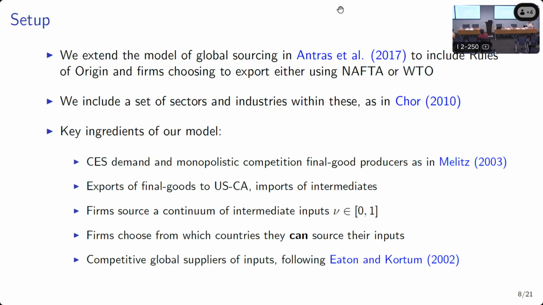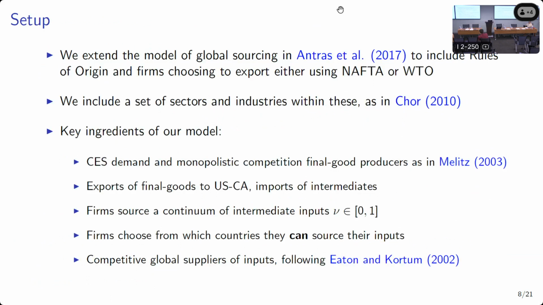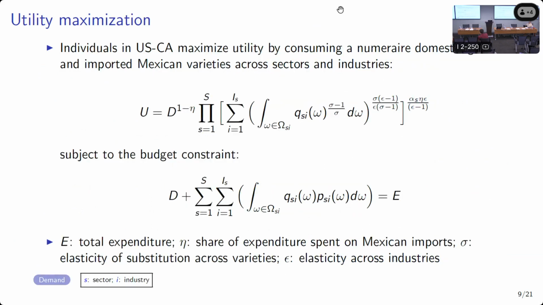Firms are going to source a continuum of intermediate inputs, and as in the Antràs and Chor model, basically they're going to choose from which countries they source their intermediates. Okay? Where global suppliers of inputs are competitive in nature. The demand side is pretty straightforward. First of all, this is a partial equilibrium model. I want to be clear about that. I'm just studying Mexican exporters and US consumers, okay? So consumers in the US are basically going to value consumption of Mexican varieties according to this utility function in order to maximize it, subject to their budget constraint, okay?